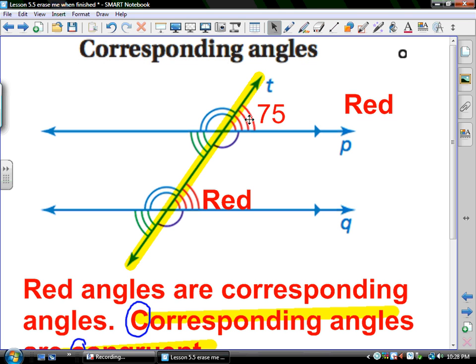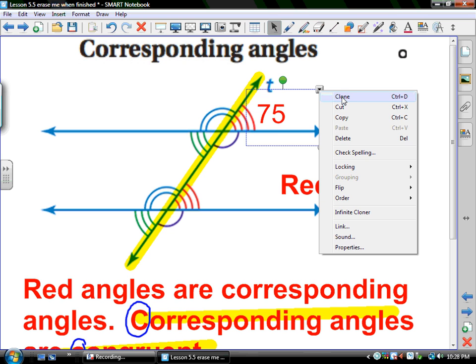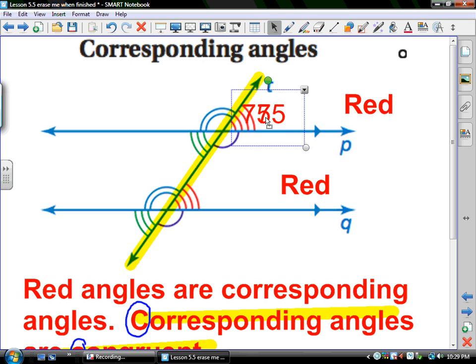By definition, these are corresponding angles here in red. So by definition, they are congruent. Congruent means they are equal. So if this angle is 75, by definition, the other angle has to be 75 degrees. So what I'm trying to get you to realize in this podcast is a transversal makes corresponding angles. Corresponding angles are what? Plus 10 if you said congruent, equal. So these are both going to be 75 degrees.